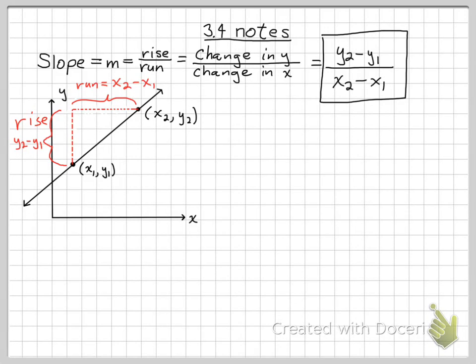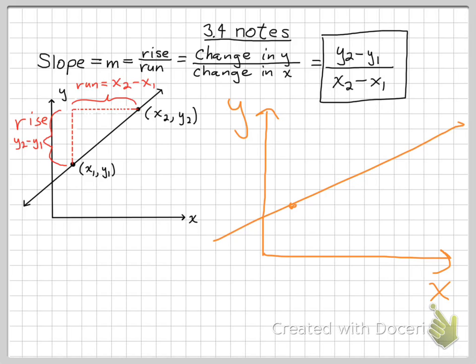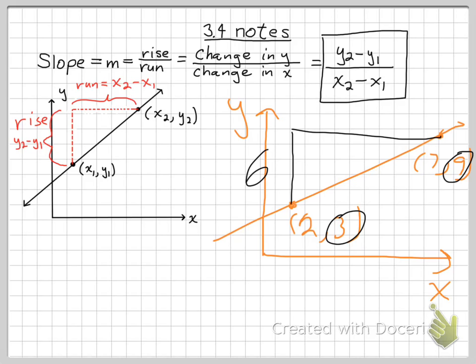To bring the concept of rise over run home a little more, let me draw another coordinate plane. Remember, x is always horizontal, y is always vertical. Let's say I have this line, and let me make up points here. Let's say the first point is 2, 3, and the second point is 7, 9. To get from this point to this point, I go rise over run. I go up, that's my rise, and that's my run. To find my rise, I would go 9 minus 3, which is 6, and my run would be 7 minus 2, which would be 5.